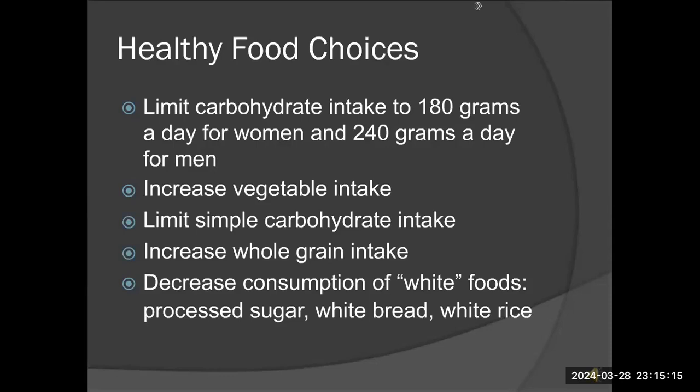Limit carbohydrate intake to 118 grams a day for women and 240 grams a day for men. Increase the intake of vegetables. Limit simple carbohydrate intake. Increase whole grain intake. Decrease consumption of white foods, processed sugar, white bread, white rice, and so on. Those are the ones which contribute more and more after digestion towards the blood glucose level.